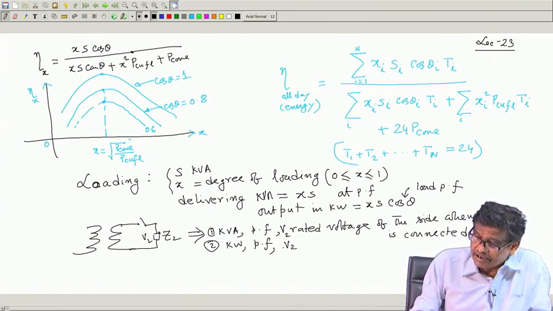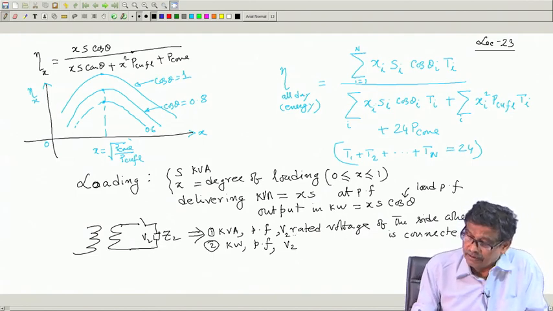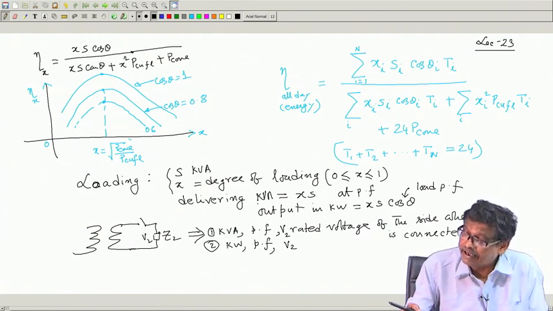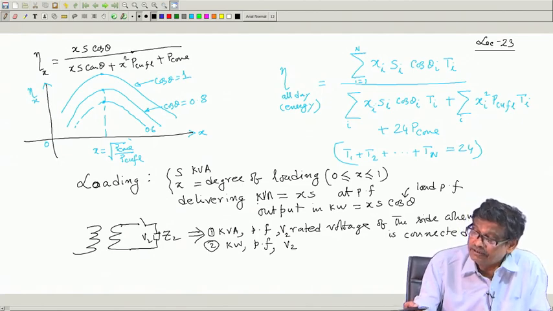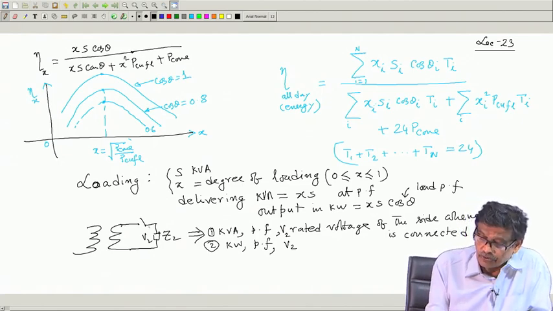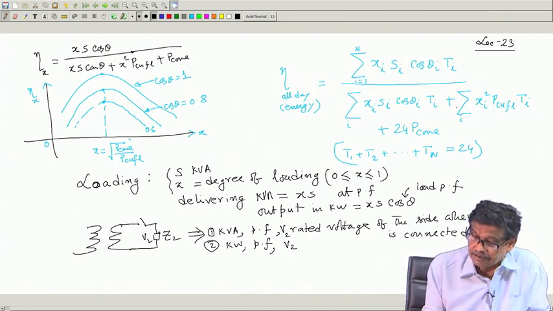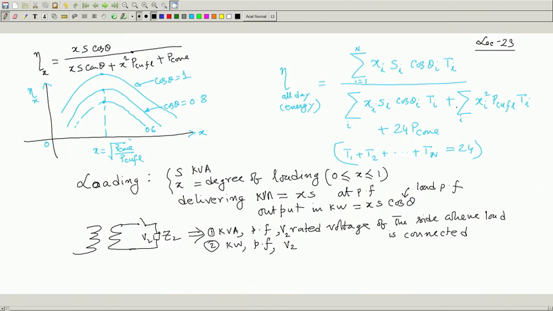So, if it is kVA, power factor and V2, then how to calculate the value of x, the degree of loading? If you know the rated kVA of the transformer and the kVA it is handling at a particular interval of time, take the ratio, get the value of x. However, students sometimes make a mistake. If the load is specified in terms of kilowatt, power factor and V2, to calculate x, mind you, you must bring it to kVA. That change we have to do.